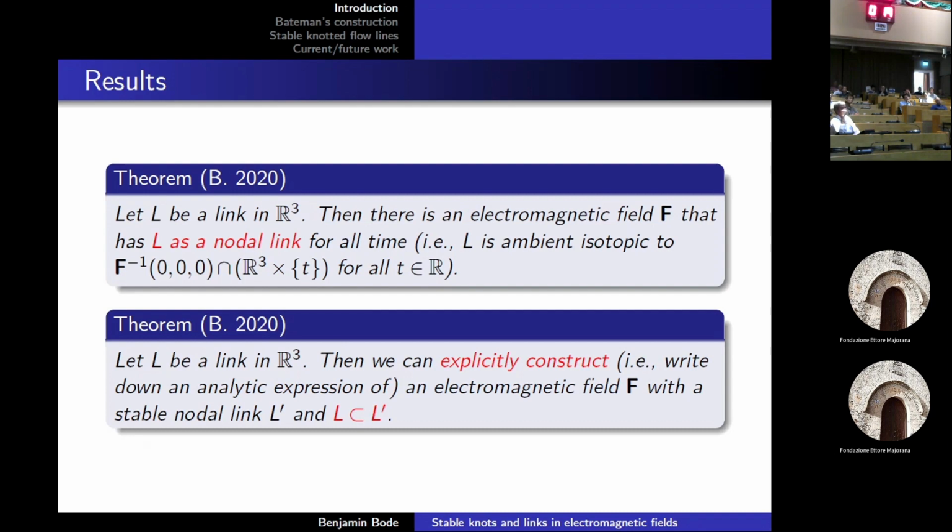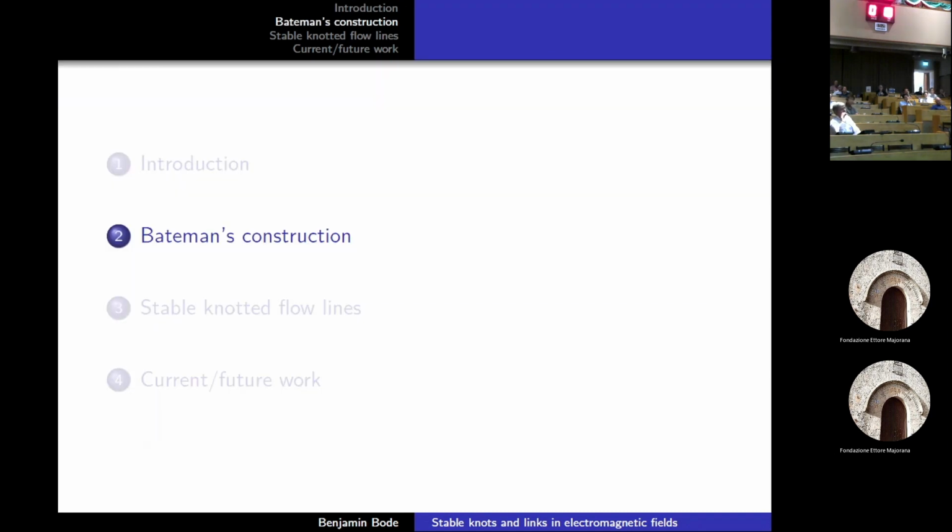This result and the previous one with the closed field lines, these are existence results. So they don't tell you explicitly how to find these electromagnetic fields. I also have some construction here, which is a bit weaker than this one. So it realizes any link type as a sublink of a stable nodal link. By explicitly construct, I mean you can actually write down an analytic expression for the electromagnetic field, and this will have a stable nodal link, L prime, and a subset of the components will be the link that you wanted.